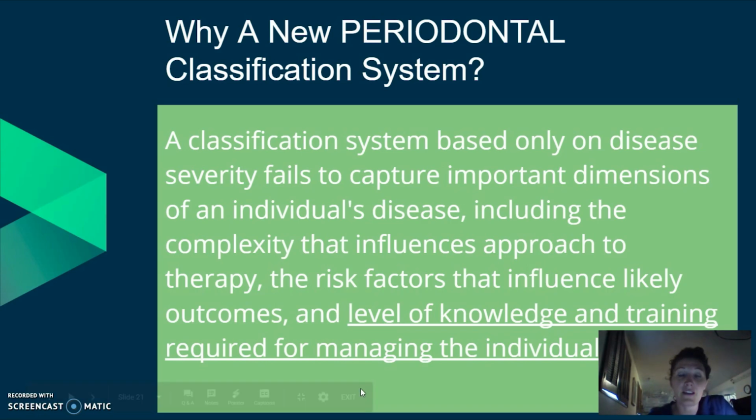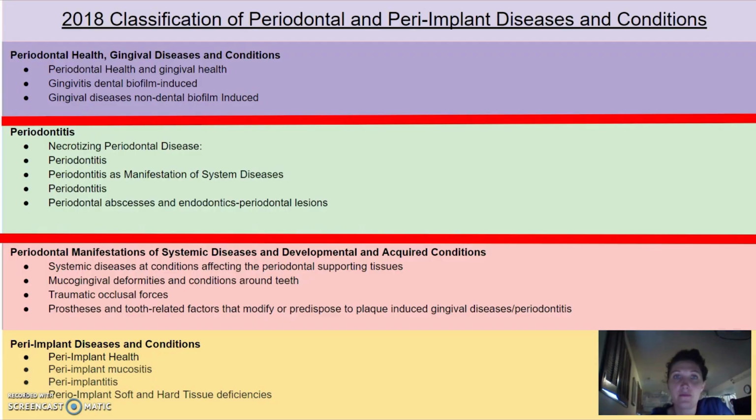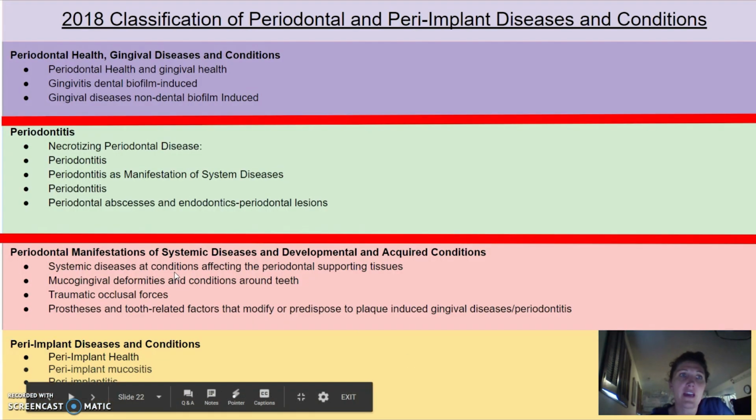Now, I really like that last line because it says the level of knowledge and training required. This is us. This is us as dental hygienists. Of course, if it's more advanced, we're seeing a periodontist. But you need to be trained and educated on periodontitis and treatment of that. And that's really important. Let's talk about this second section right here.